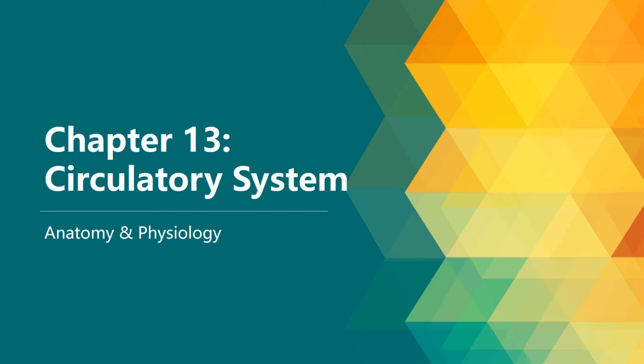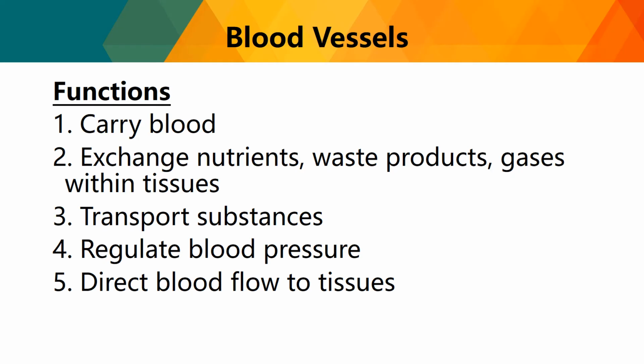Of course, we all know that our circulatory system is mainly composed of blood vessels. What are the functions of these blood vessels? Of course, first, it carries the blood. It also functions as an exchange of nutrients, waste products, and gases within tissues, transport of substances, and it also regulates blood pressure and directs blood flow to the tissues.